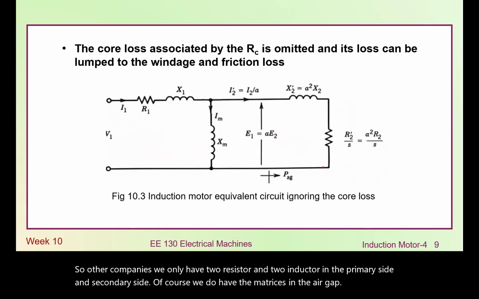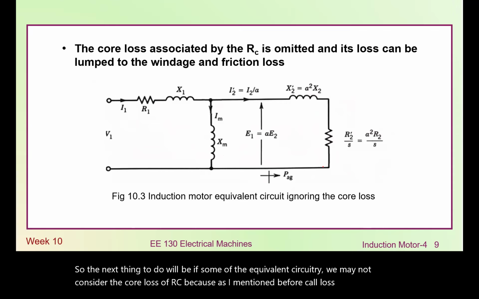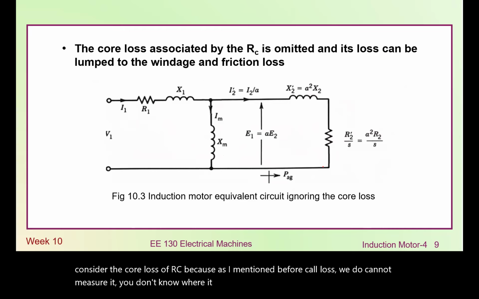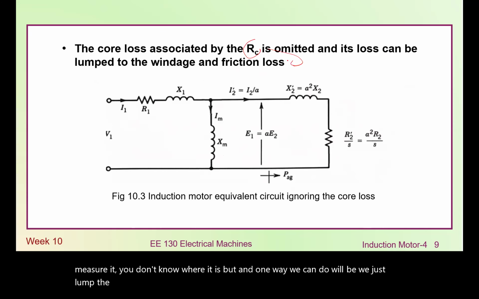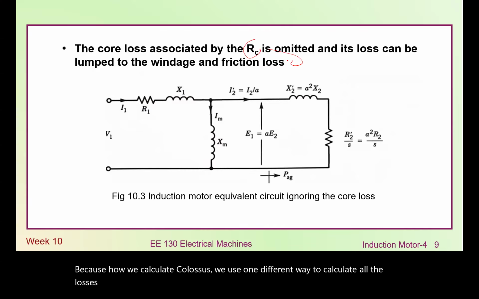Next, in some equivalent circuits, we may not consider the core loss RC, because as I mentioned before, core loss you cannot measure, you don't know where it is. But one way we can do is to lump the RC into the windage loss and frictional losses. Because to calculate core losses, we use a different way: we calculate all the other losses, like the conductor losses and the motor output. The remaining power must be the core losses. So the core loss can only be estimated in such a way.